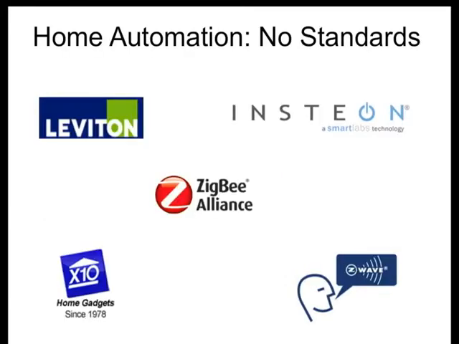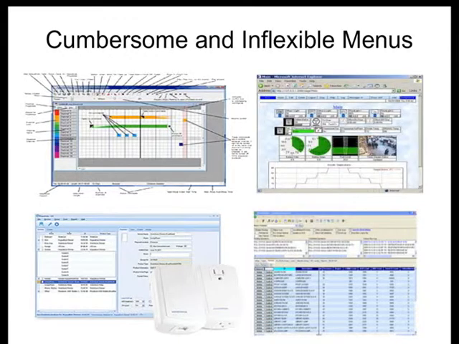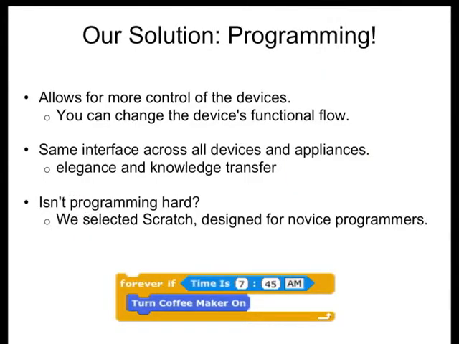So another form of home device control is home automation. Now, home automation has the same problem. There's no standards. You have all these different companies, and they all have different software with different menu interfaces that are complicated and difficult to navigate and actually give you only limited control. So our solution to this is programming. Programming allows you to control the device's actual logic instead of just the parameters given by the buttons. And it allows for a unified interface across all the devices. So if you can program one device, you can apply that knowledge to program your next device.